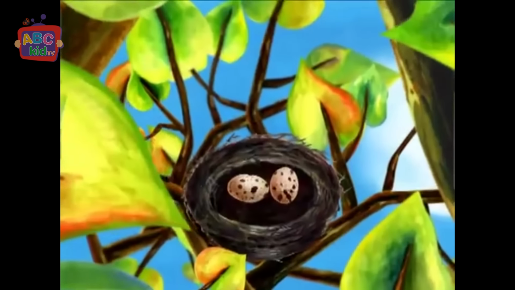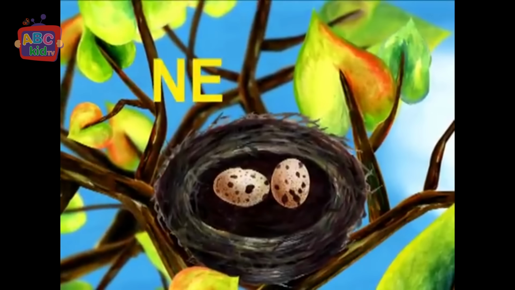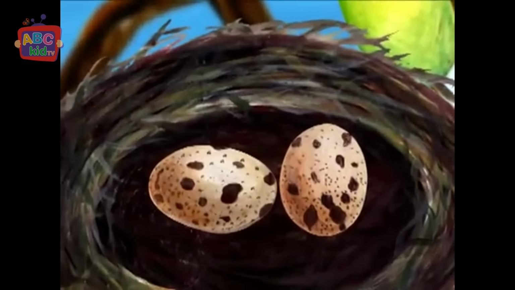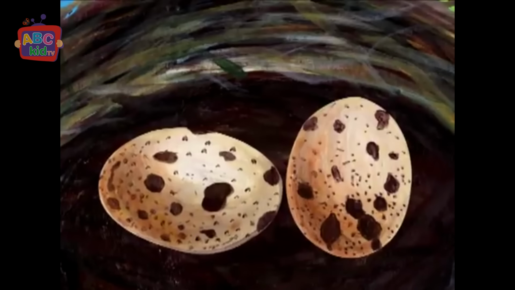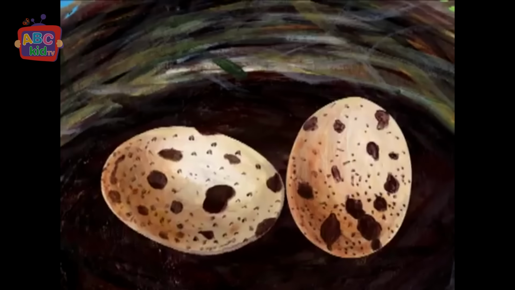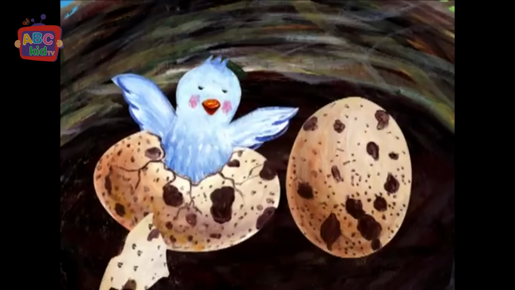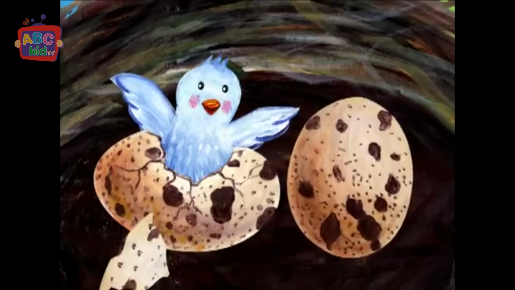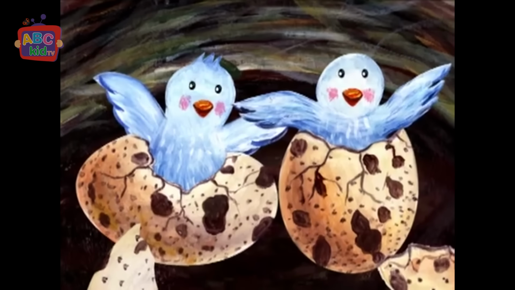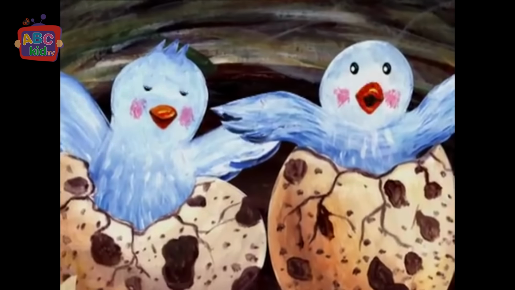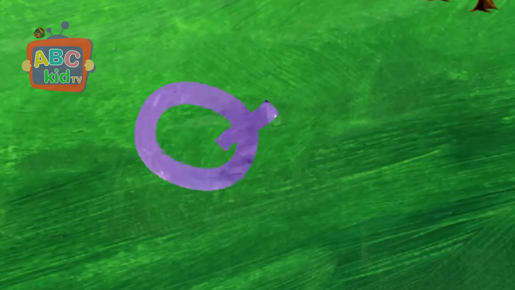What is this? It's a bird's nest. Nest starts with N. There are two eggs in the nest. One of them is moving. Why is it moving? Wow, a baby bird is coming out of the egg. Oh, the other egg is moving too. Here comes the other baby bird. Hi, baby birds. The next letter is Q.